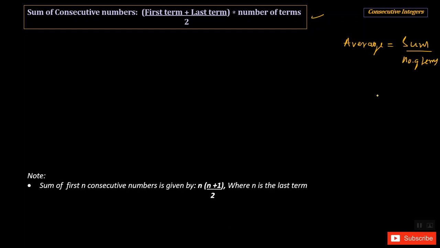Same rule I am following here. So this expression can be modified as sum is equivalent to average times the number of terms, right? That's what we have represented. Sum is equal to the average times the number of terms, and the average for consecutive numbers or consecutive evenly spaced numbers is always the average of the first and the last term, right?